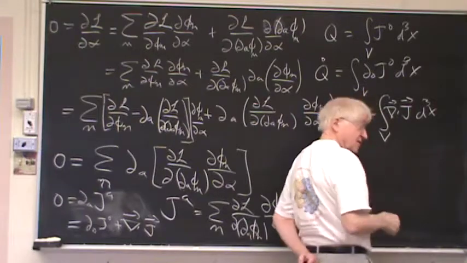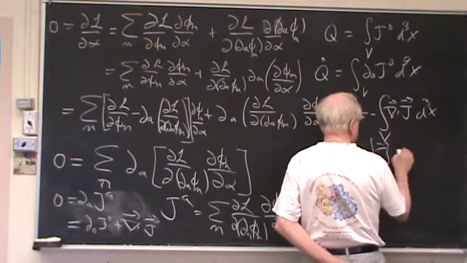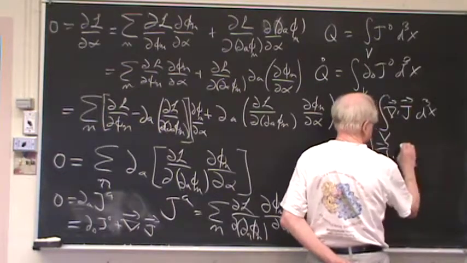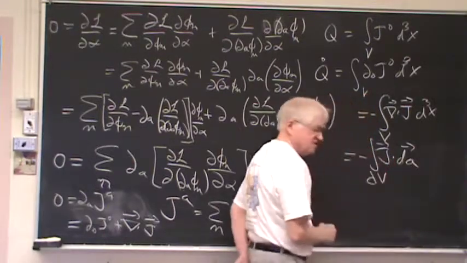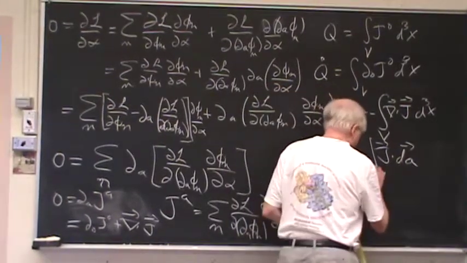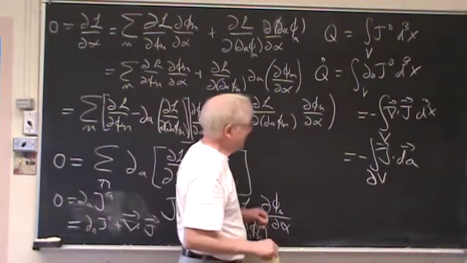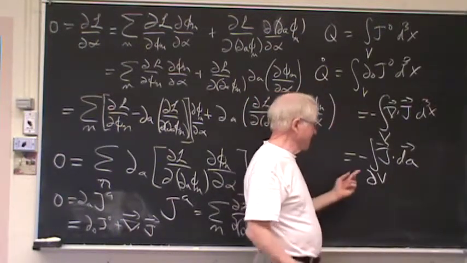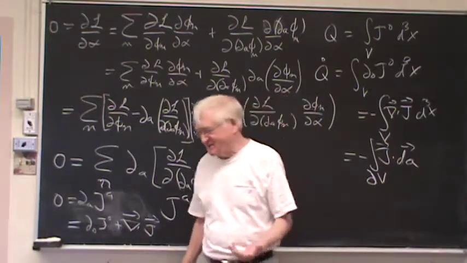And then by the divergence theorem, this is minus the integral of J dot d area over the surface, over the boundary of V. Mathematicians like to write it as partial V. All right, so the change in the charge in a certain volume is equal to minus the amount of stuff flowing out, current flowing out. Well, of course, that's what you expect for a conserved charge.